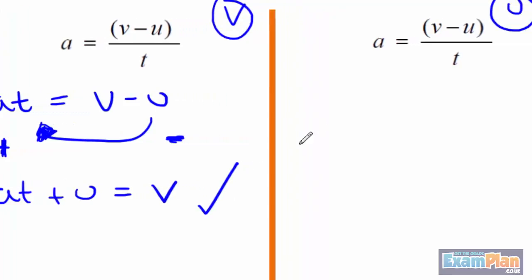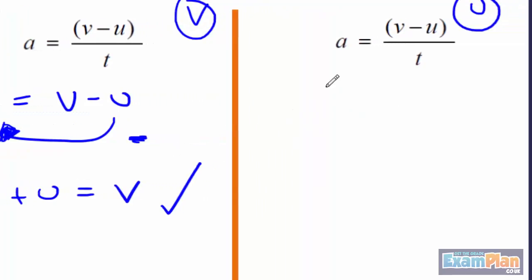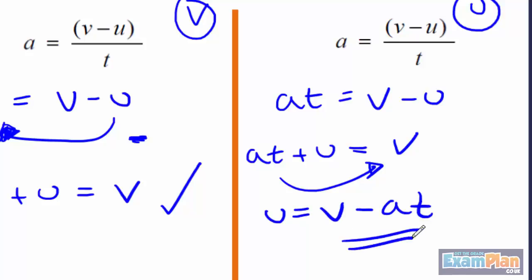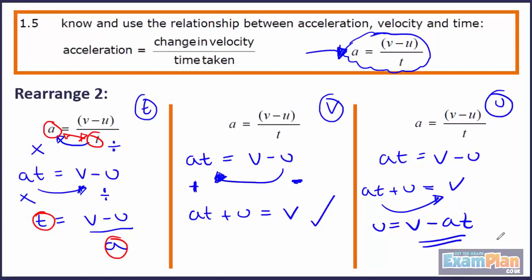Finally, let's make u the subject. Make the same first two steps as before. But now we will move the a t to the other side, leaving u on its own. And that's it. This method is harder than the triangle method, but by mastering it, you are practicing a skill that will serve you well throughout the whole course.